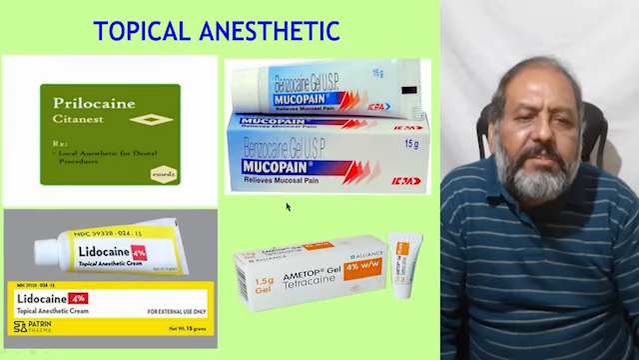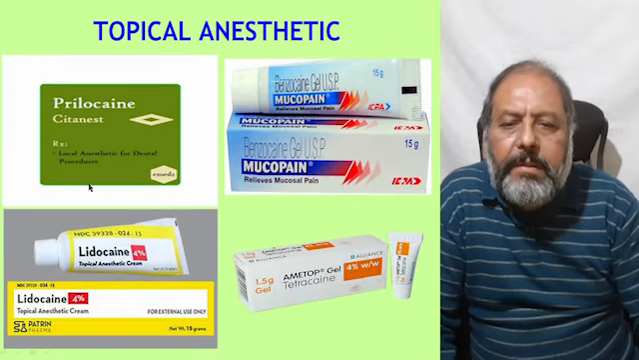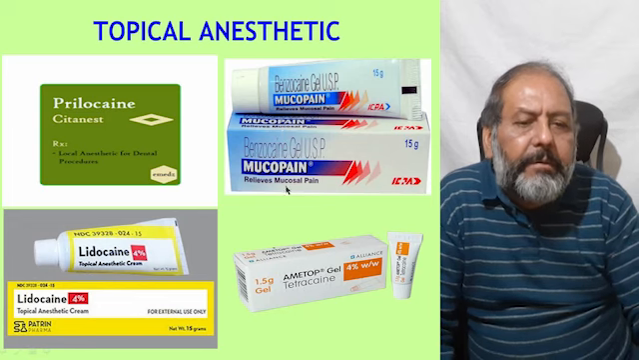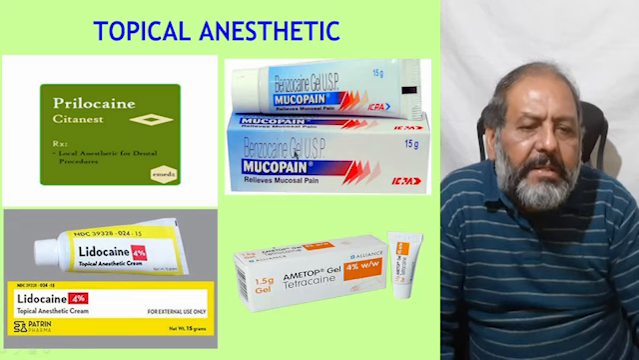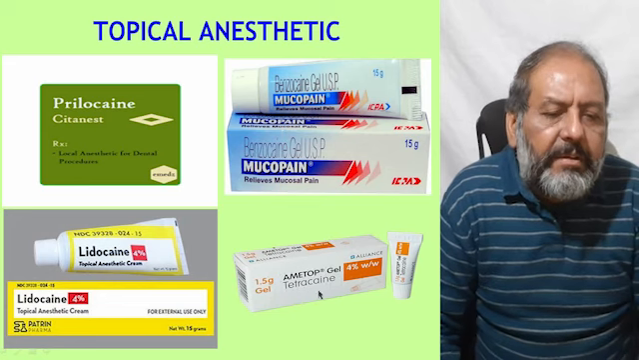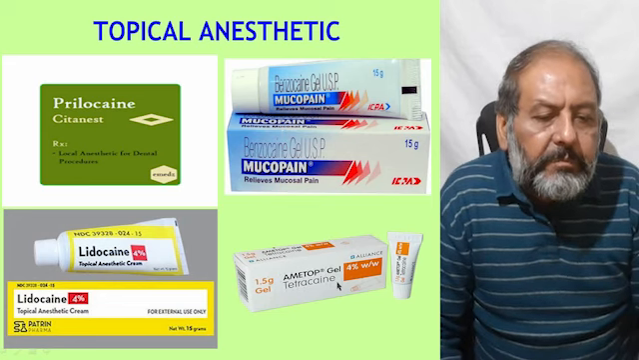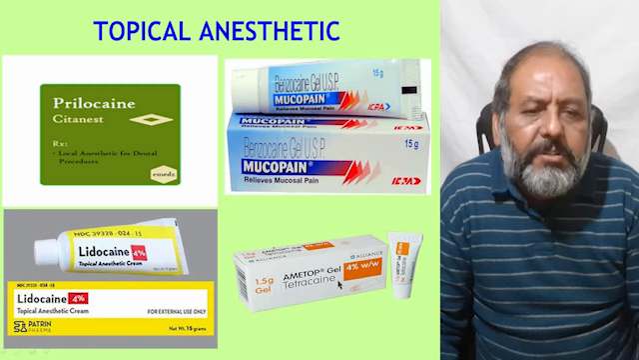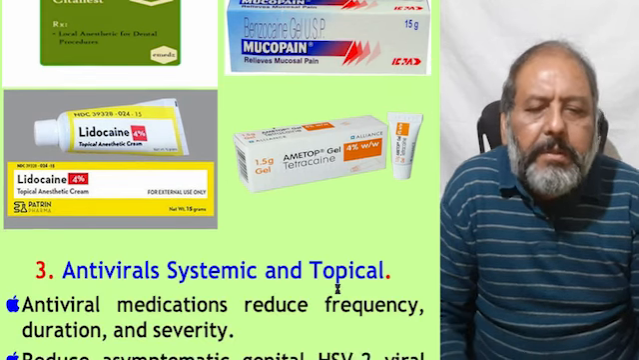And here one can see the topical anesthetics: prilocaine, lidocaine, Mucopain, which contains benzocaine, and tetracaine available as Amitop gel, which can be applied on the blister to give relief.